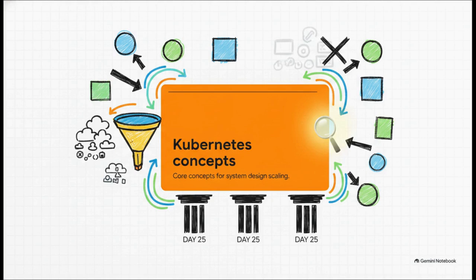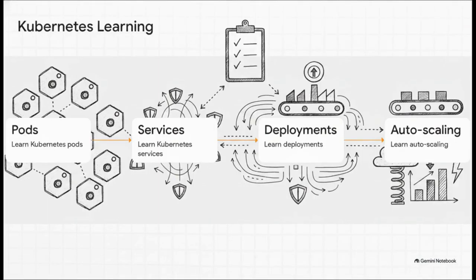Think about it. Instead of manually starting and stopping hundreds of app instances across a bunch of different servers, Kubernetes steps in like a super smart orchestrator. It automatically figures out exactly where apps should run and, more importantly, keeps them completely healthy. We're breaking this orchestration down into 4 logical sequential steps for today's mission.